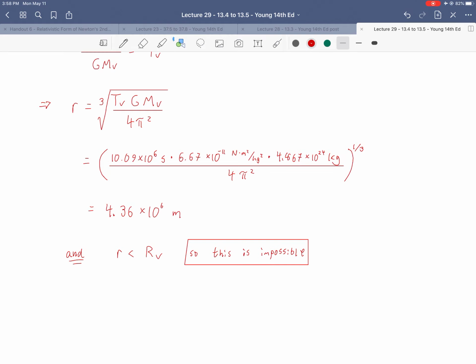And again, to reiterate the idea, in order to have the satellite moving that slowly, it would have to have a radius that is very, very tight in. And so it just doesn't work out computationally.